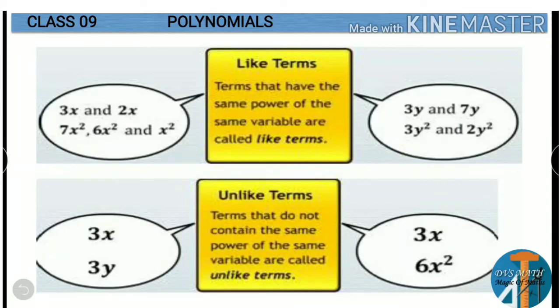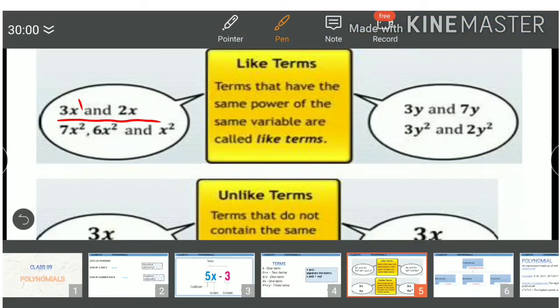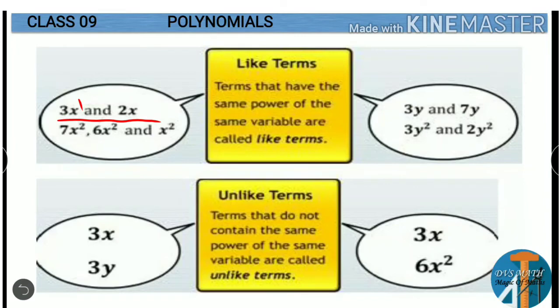So here also observe, if you consider 2x and 3x, what is the power of x here? If nothing is there, you have to consider it as 1. Clear? So here x to the power of 1, 2x to the power of 1. So the powers are the same and the variable is the same, x. So we are saying that terms that have the same power and the same variable, we are calling like terms. You can observe here 7x square, 6x square, x square. All of these have power 2 and the same variable x.